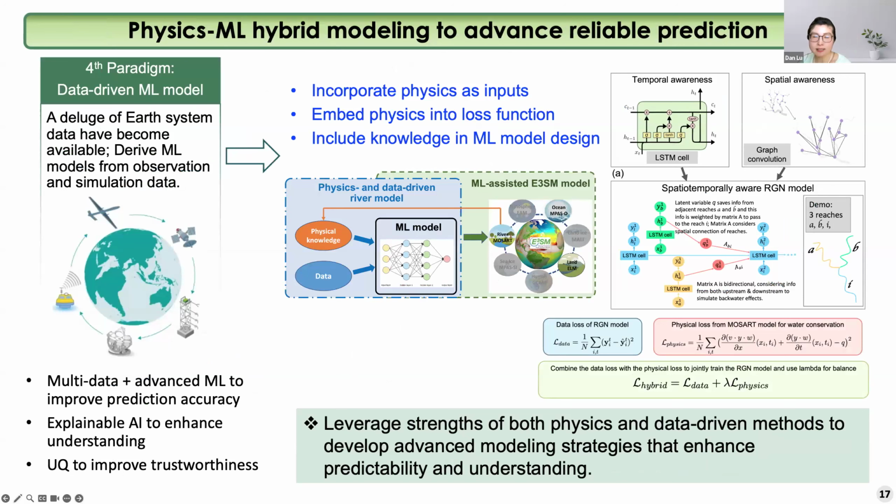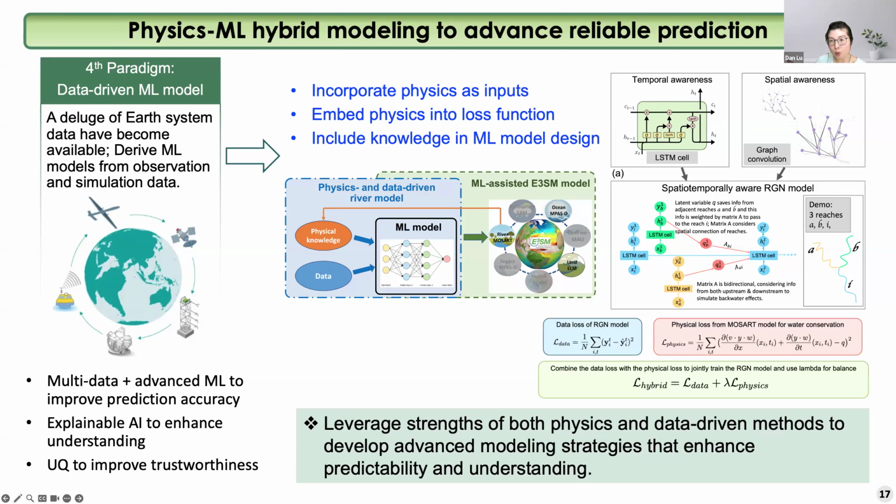So, so far, we have discussed data-driven machine learning models and introduced 3 strategies to enhance their prediction accuracy, interpretability, and trustworthiness. While these models excel at capturing the complex patterns, their performance is often limited by the data availability, weak physical consistency, and poor transferability to the new regions and the conditions. And then to address these challenges, physics machine learning hybrid models have been developed. And these methods integrate physical principles with the data-driven models to improve the reliability and generalization. And the hybrid models can be designed in several ways. So one approach can incorporate the physics as the model inputs to enrich the data, while another can embed the physical laws directly into the loss function to enforce the conservation constraints.